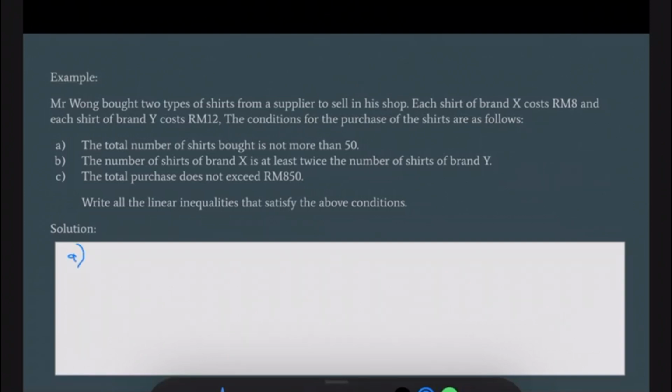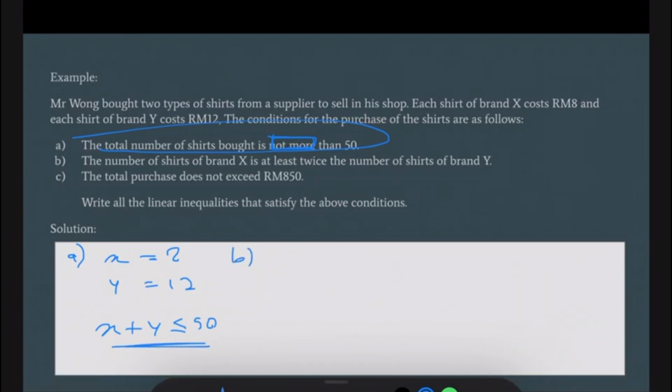So for question A, the total number of shirts bought is not more than 50. Brand X is 8 ringgit and brand Y is 12 ringgit. How do we put this in equation form? Question A says not more than 50. So the combination of brand X and brand Y, x plus y, is less than or equal to 50. Not more than 50. So this will be the answer.